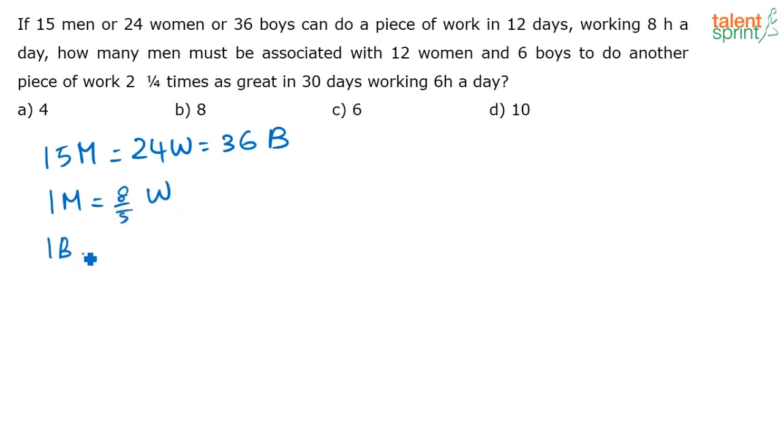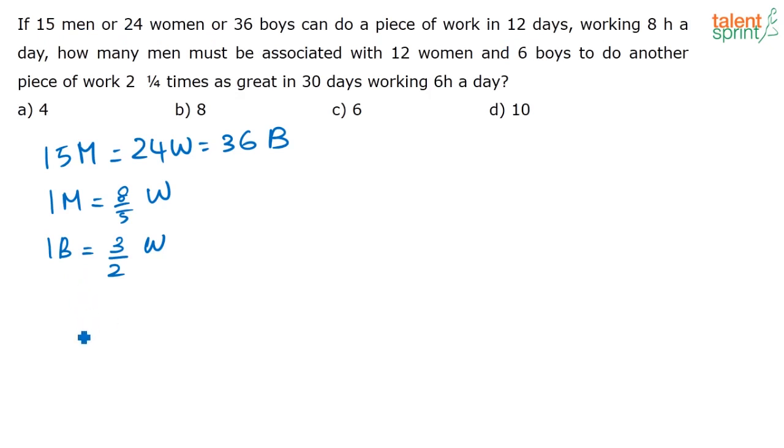Similarly, one boy is equal to 36 by 24, that is 3 by 2 women. Now you have this. Now how many men must be associated with 12 women and 6 boys? Correct? Okay. So first it is given that 24 women can do a piece of work in 12 days working 8 hours a day.